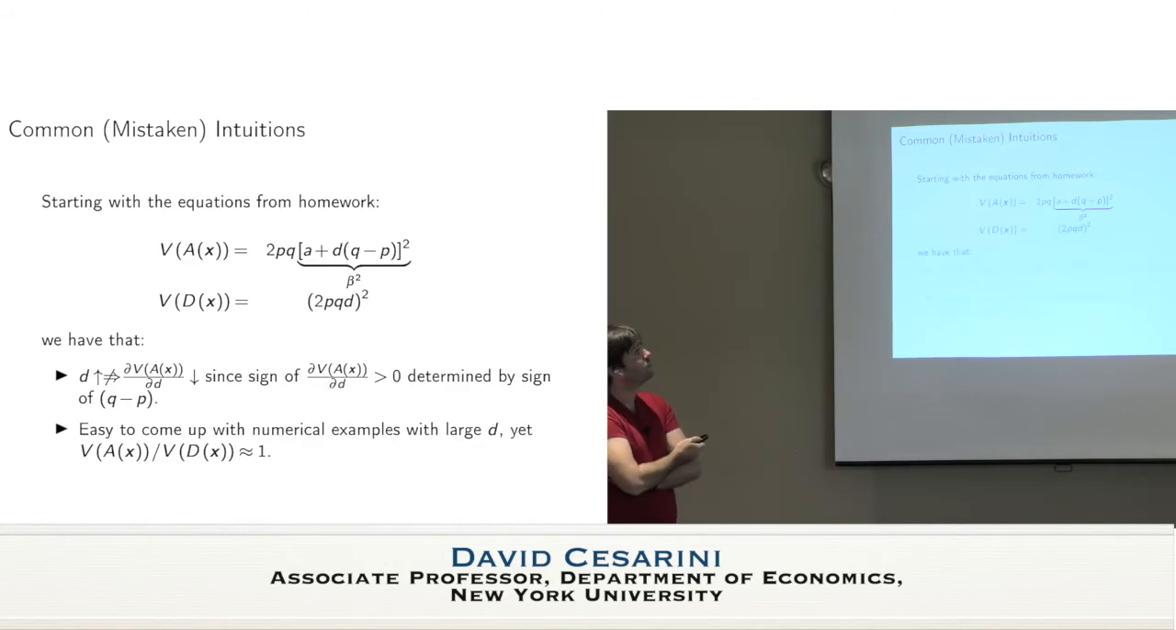And I think on the homework you derived something like this. You derived the formula for the additive genetic variance, okay, where this second term is the squared slope coefficient from the regression, and you derived the second term for the variance of d of x.